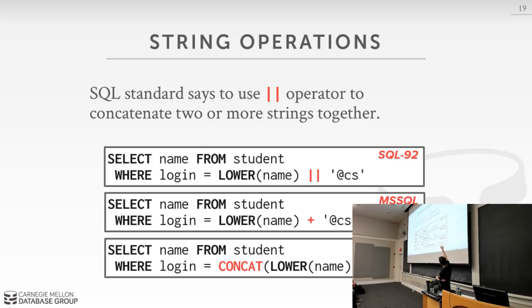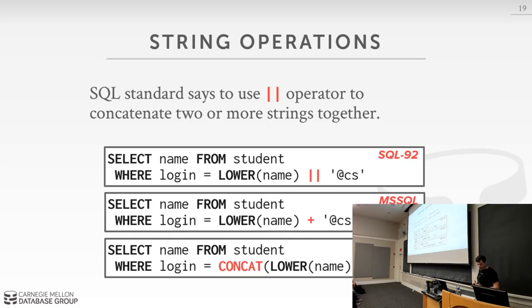So you want to say concatenate the student name and add CS to it. You use double bar in the SQL standard. In SQL Server from Microsoft, you use the plus sign. In MySQL, they don't have the plus sign. They don't have the double bar. They only have this concat function where you basically define as the input parameters the things you want to concatenate together.